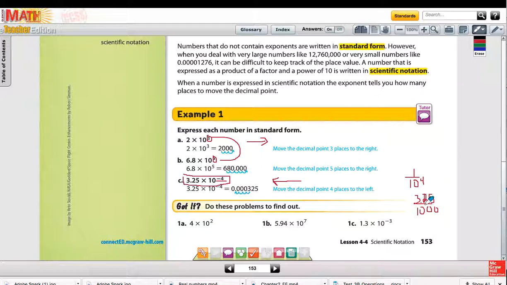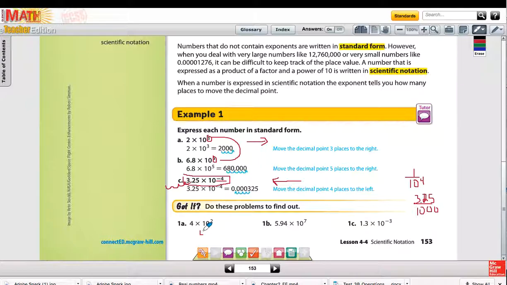And so when we move that decimal over 1, 2, 3, 4 places, what we get is 0.000325. So the easier way, of course, is just to move the decimal to the right or to the left, depending on the exponent. But just so you know, there is proof to why that actually works out. In the Got It section, go ahead and do those problems, press pause and work them out on your sheet, and then you can come back and press play and make sure you have those correct.